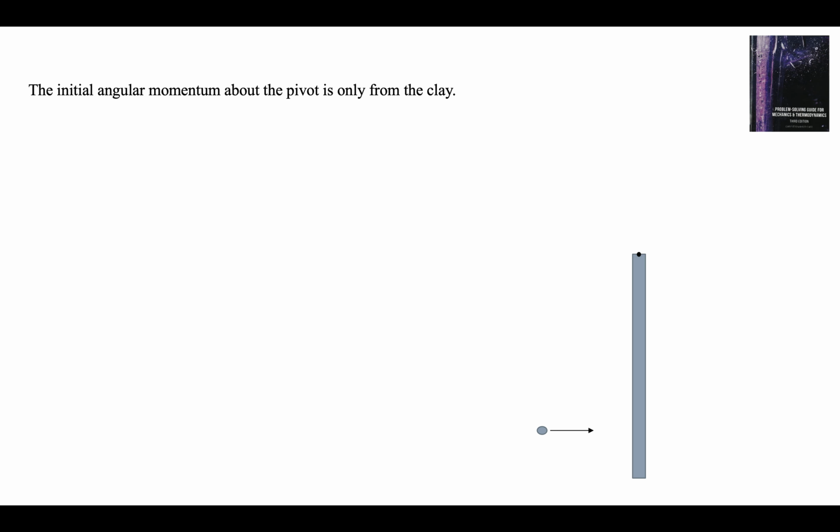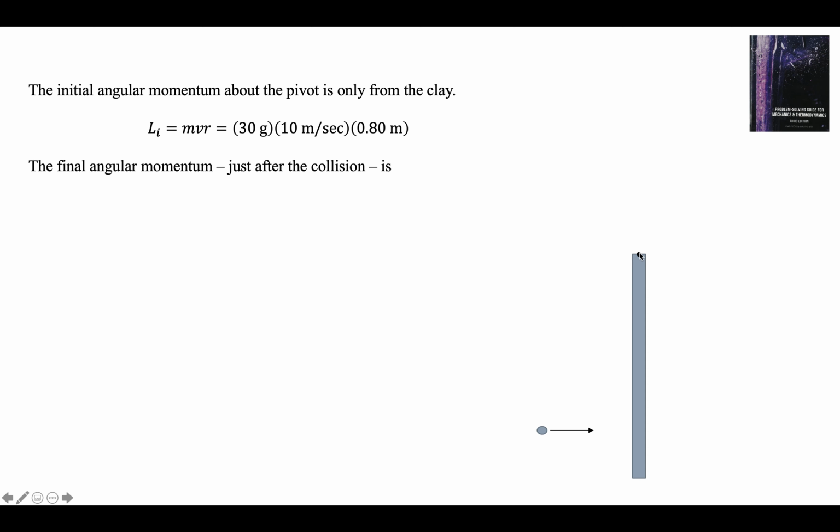The initial angular momentum about the pivot is only from the clay. It's mvr, right? The perpendicular distance is 80 centimeters. It's going this way, 10 meters per second, has a mass of 30 grams. There's the initial angular momentum about the pivot. Just after the collision, the final angular momentum is I omega, where I is the rod and the clay, the meter stick and the clay.